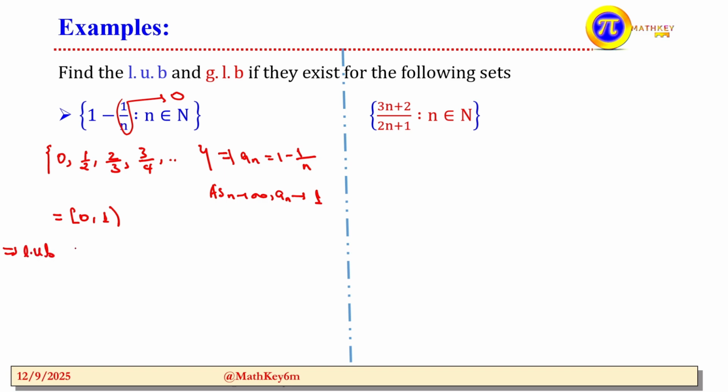LUB of our set is equal to 1, but it is not an element of our set. It is not an element of the given set. That's 1. What is the GLB, the greatest lower bound, for this one?